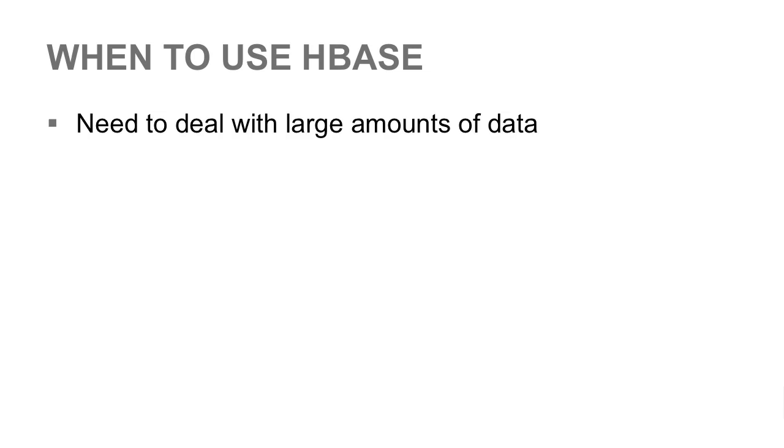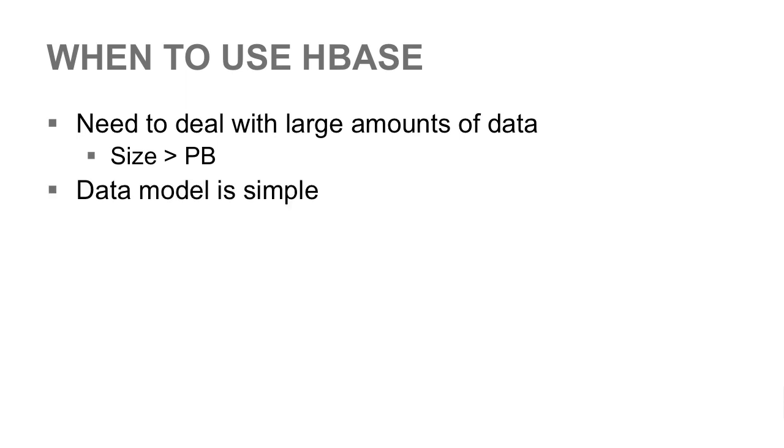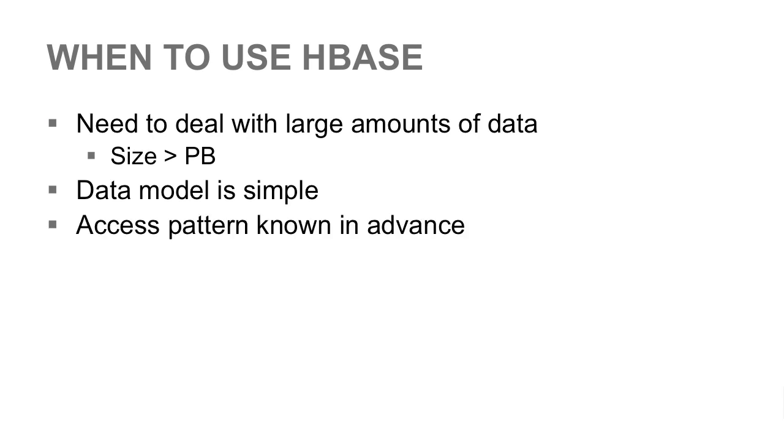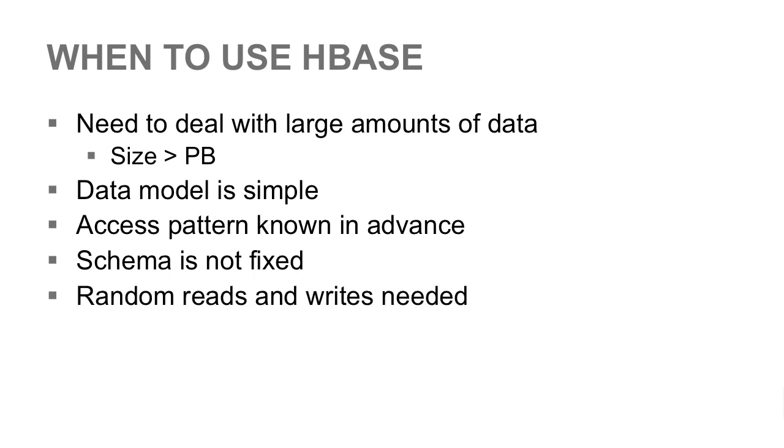Let's see when to use HBase. HBase is going to be a good choice when we need to deal with large amounts of data. So data over petabytes in size is a good match for HBase as a database. We would use HBase when the data model is simple and when the access pattern is known in advance. We talked earlier about the design of data for HBase, where you would like to have data in a denormalized form. So when you're running a query, all of the data that is needed for the response is in one place. One of the advantages of HBase is that the schema does not need to be fixed, so we can be adding columns dynamically in our application.